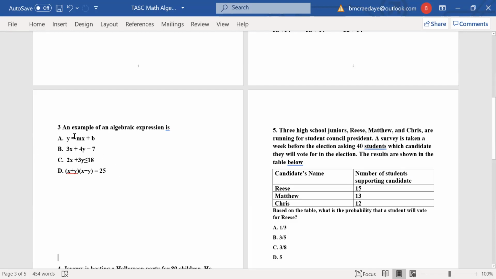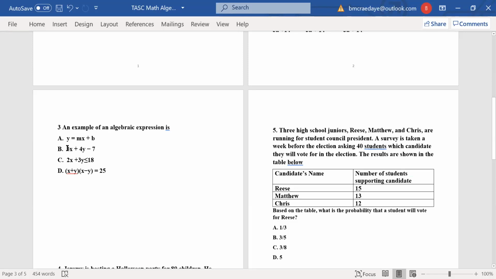Algebraic expressions do not have equals or inequalities. This one has an equal sign, so it's not an algebraic expression. This one is an inequality, less than or equal. The algebraic expressions are made up of addition, subtraction, multiplication, or division, but they do not have equality signs or inequality signs. That's why we call them expressions.